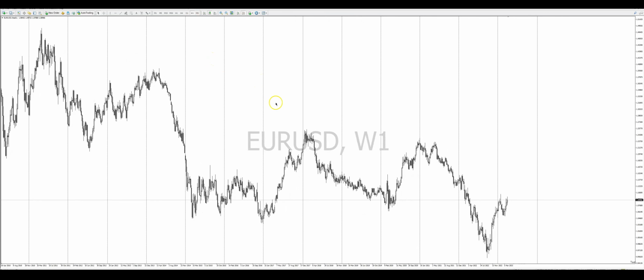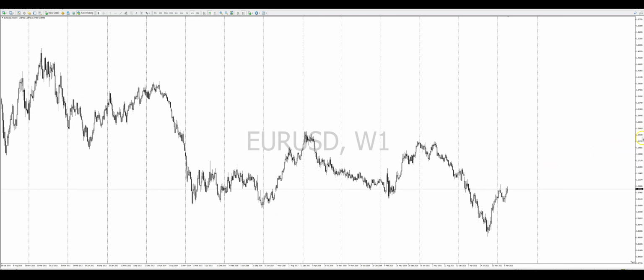Alrighty. So now, to identify these levels, you want to look for areas on the chart where price has either reversed or stalled, and we're going to be using horizontal support and resistance levels. So let's look at these levels.